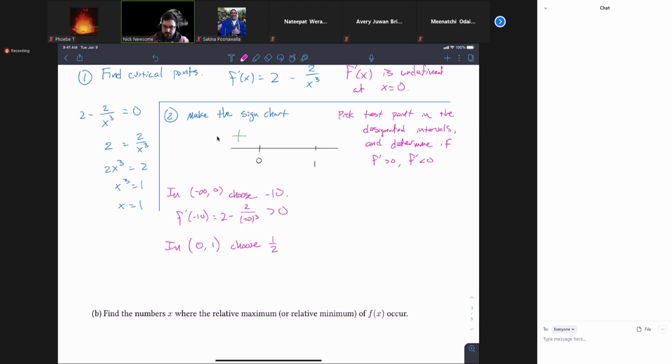So in the interval 0 to 1, let's choose 1/2. And then look at what is f prime of 1/2. This is 2 minus 2 divided by 1/2 cubed. I'm going to get 2 minus 2 divided by 1 over 8. So I get 2 minus 16. Flip and multiply. And this is certainly a negative number. So we're negative in this interval.